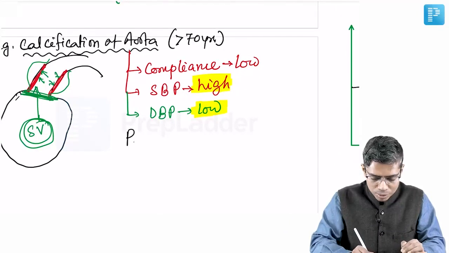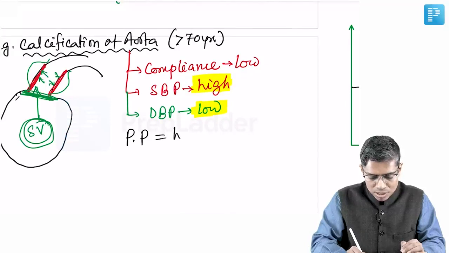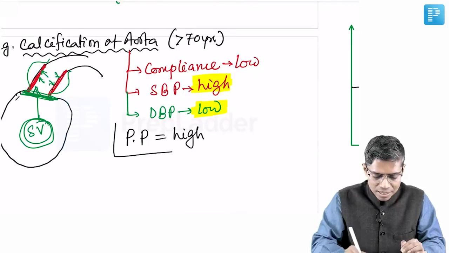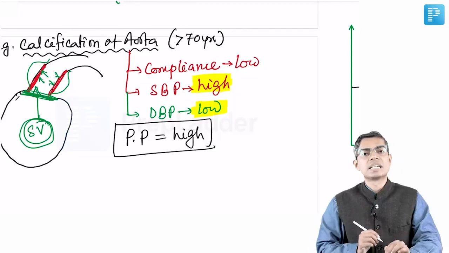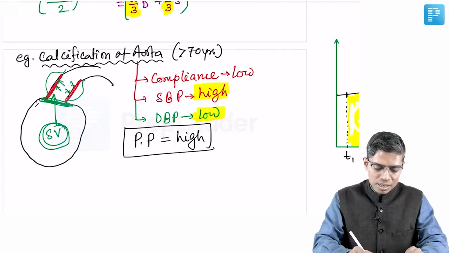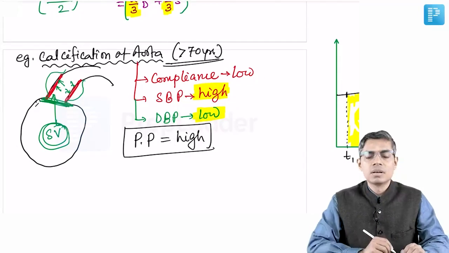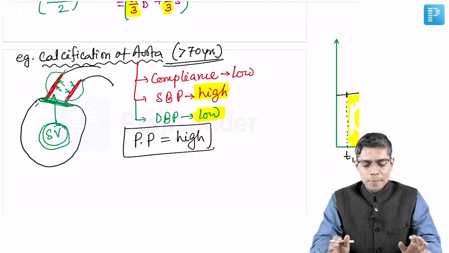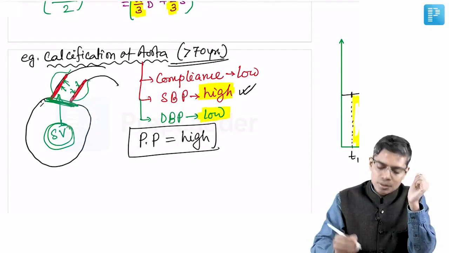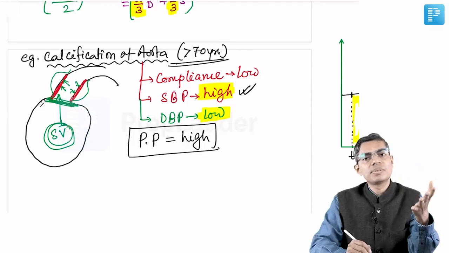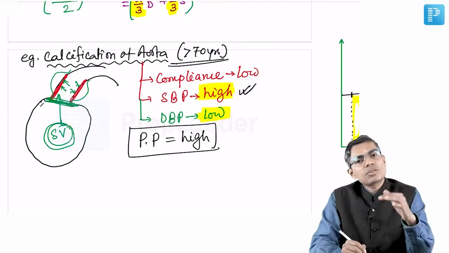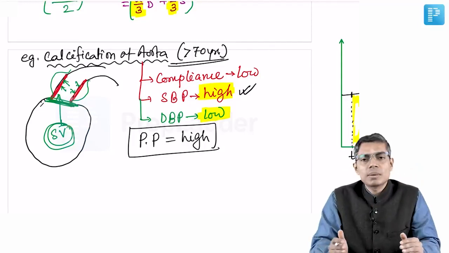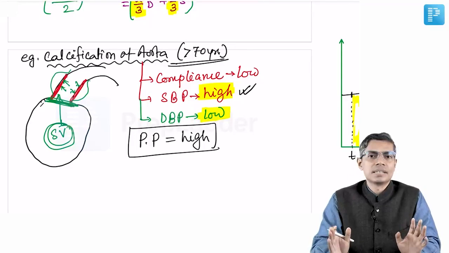What will happen to your pulse pressure? Your pulse pressure will be very high in this condition. Getting my point? So please remember, in case of an old age person, or if there is calcification, there will be isolated systolic hypertension. Systolic blood pressure will be very high, right? But diastolic blood pressure will be low, and if you calculate the pulse pressure, it is going to be higher.